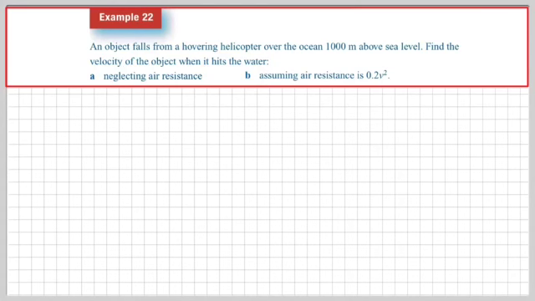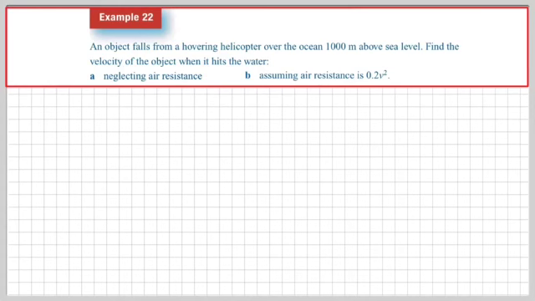An object falls from a hovering helicopter, I hope it wasn't a person, over the ocean 1,000 metres above sea level. Find the velocity of the object when it hits the water, A, neglecting air resistance, and B, assuming air resistance is 0.2 v squared. Well, ladies and gentlemen, this is actually a fascinating question. Why don't you pause the video now and have a go at that, and we can come back when you're ready, okay?